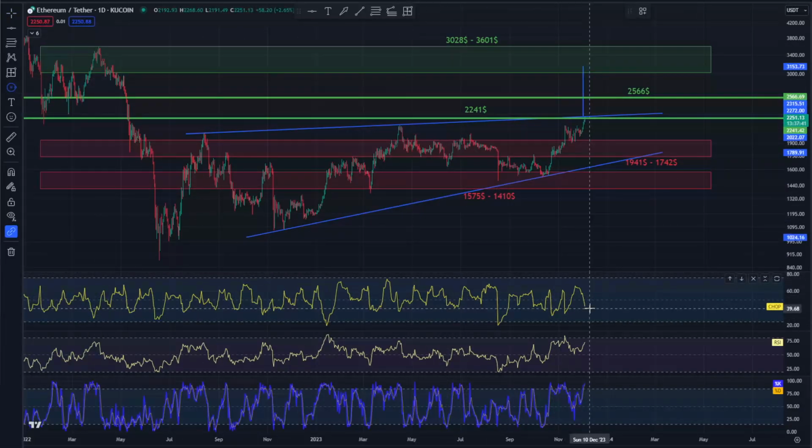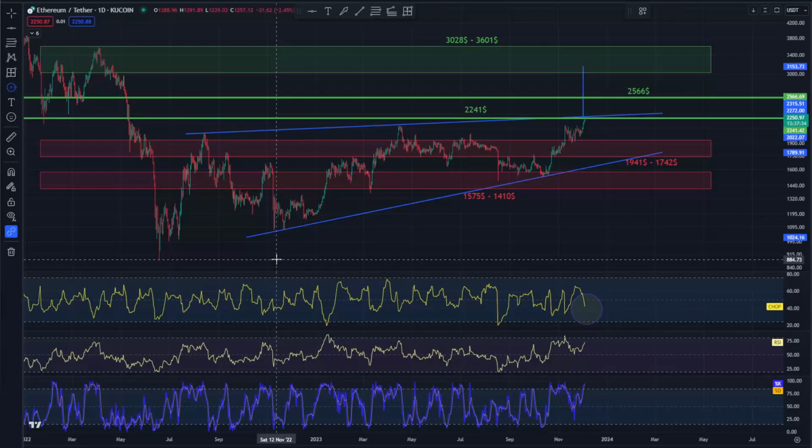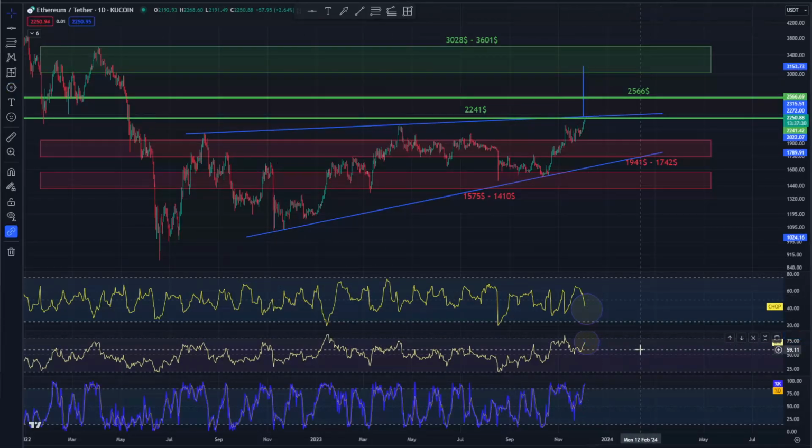The chop indicator shows that there is still energy for a move. The RSI indicator is again approaching the upper limit with room for the price to go slightly higher. While the stock indicator shows a strong breach of the upper limit, which may lead to a price recovery.